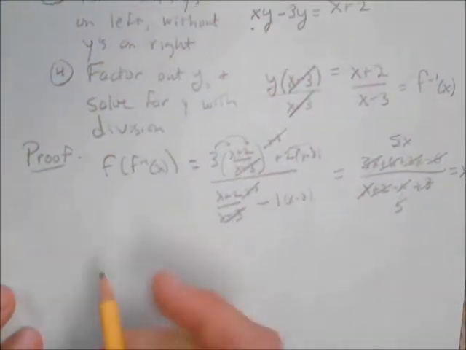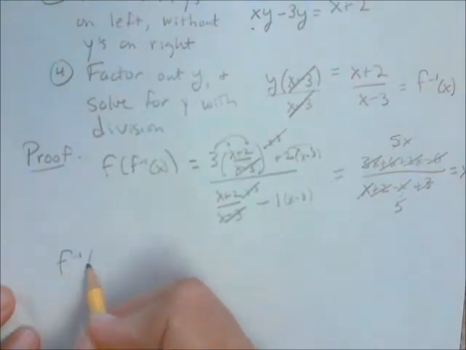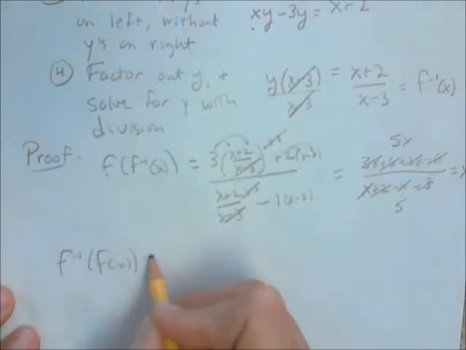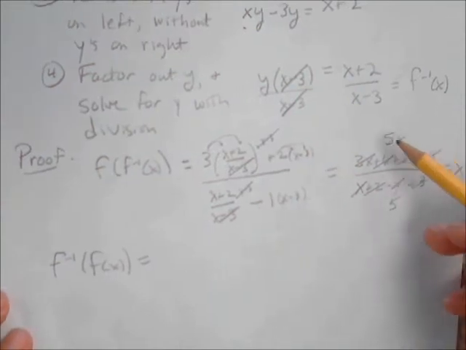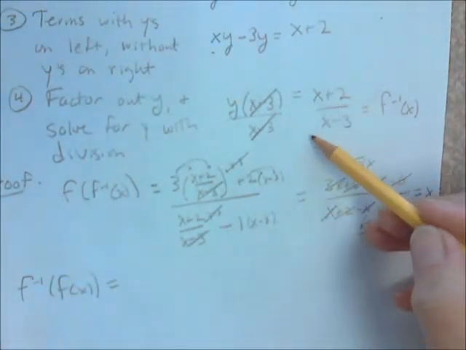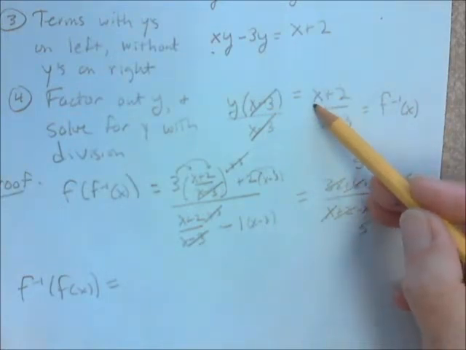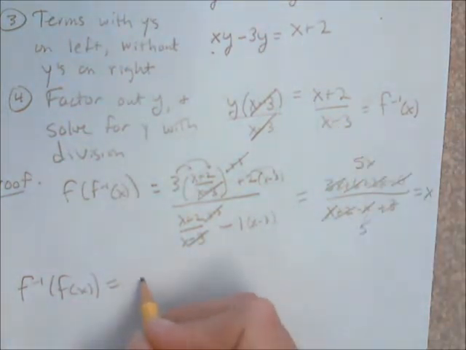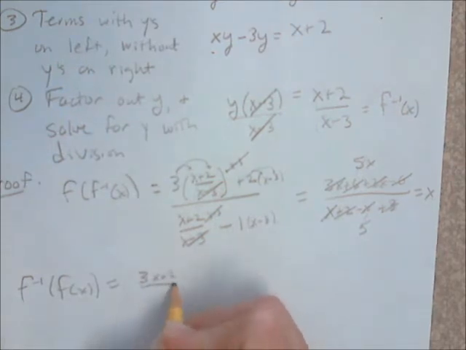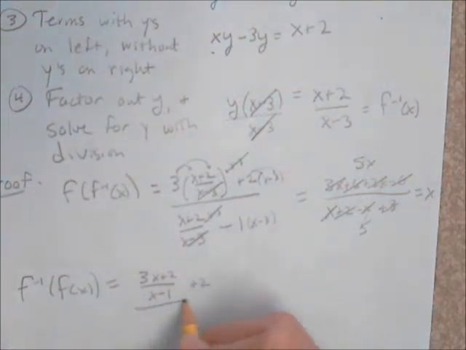The second half of the proof is to show that f inverse of f of x is also equal to x. So now we're going to take the inverse that we found, x plus 2 over x minus 3, and we're going to substitute those two x values with the original function, 3x plus 2 over x minus 1, here and here. So this becomes 3x plus 2 over x minus 1, the original function, plus 2, all over 3x plus 2 over x minus 1 minus 3.